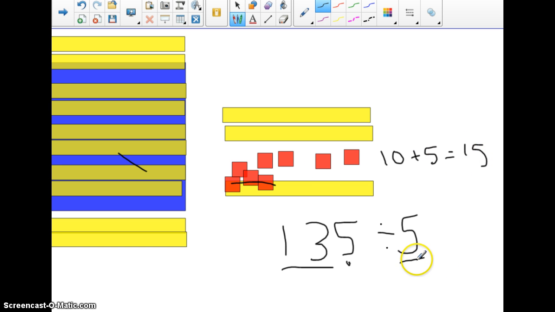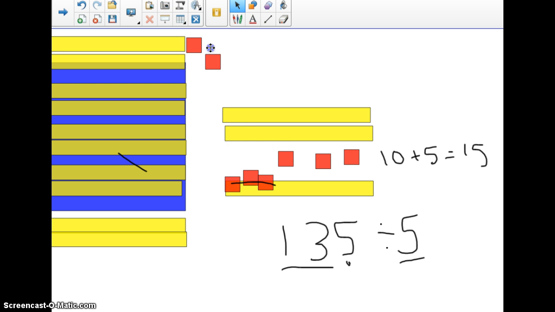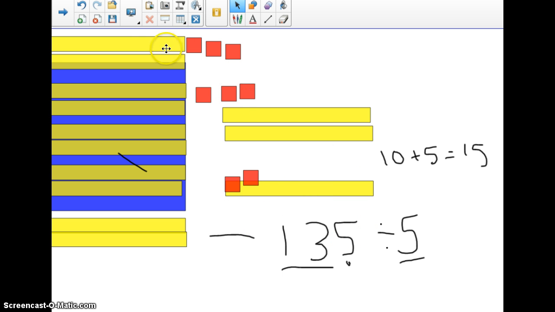We now have 15 ones left over. We go back to our original divisor of 5. 15 divided by 5 is 3. Each group will now get 3 ones to add to their total. Each group would then receive a total of, what would your quotient end up being? Each group would receive 23.